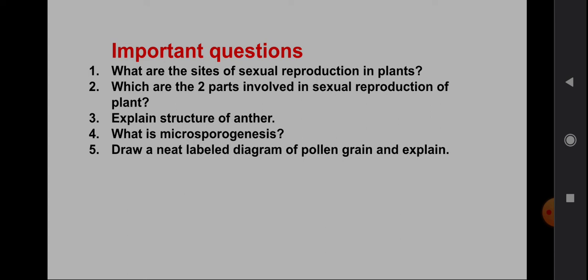What is microsporogenesis? This is 1 mark. Draw a neat labelled diagram of pollen grain and explain. You have to draw the diagram as well as explain it. It's for 5 marks. The fifth question is for 5 marks and it is important. From a practical point of view also, these two questions are important, that is the third and fifth one.